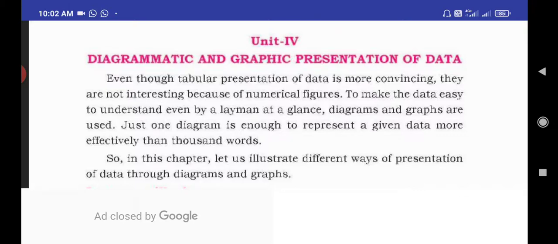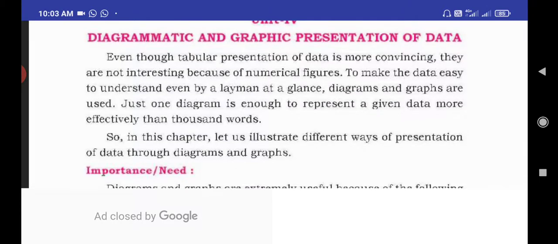Even though tabular presentation of data is more convincing, it is not interesting because of the numerical figures. To make the data easy to understand, even by a layman, at a glance, diagrams and graphs are used. Just one diagram is enough to represent given data more effectively than 1000 words.